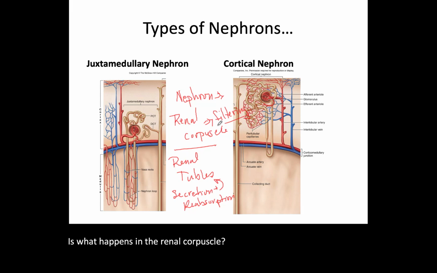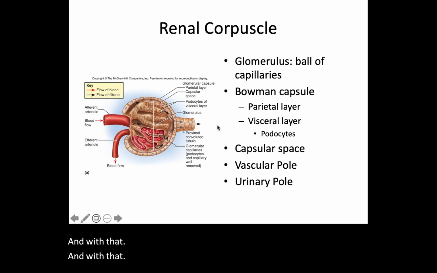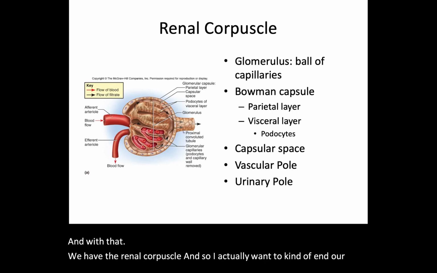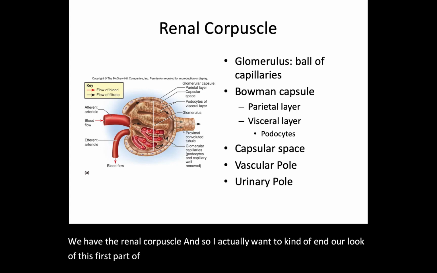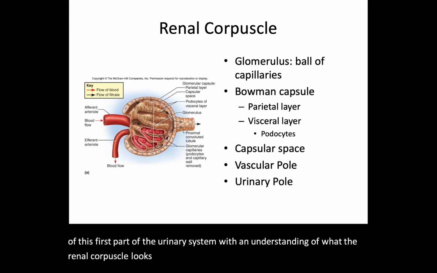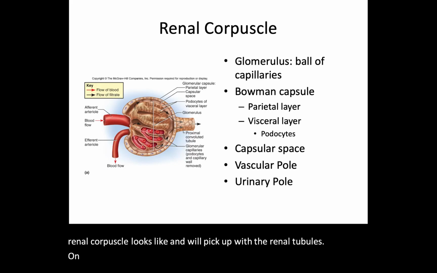And with that, we have the renal corpuscle. I actually want to end our look at this first part of the urinary system with an understanding of what the renal corpuscle looks like. We'll pick up with the renal tubules in the second video. And so this is the renal corpuscle.